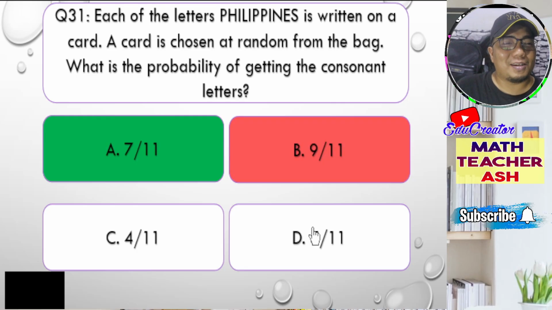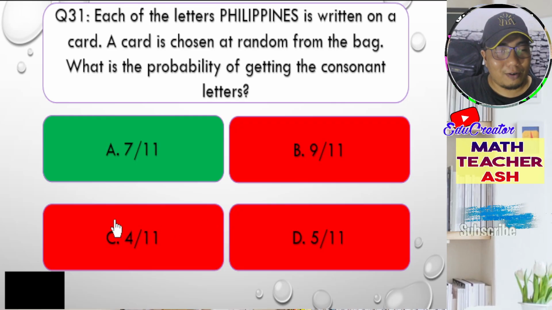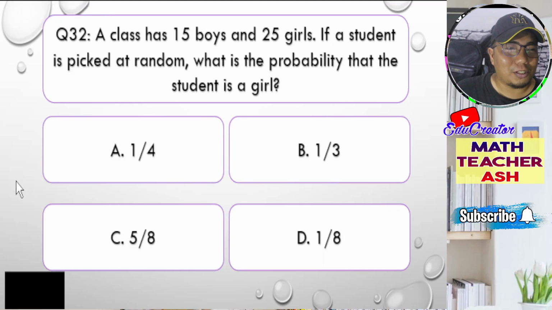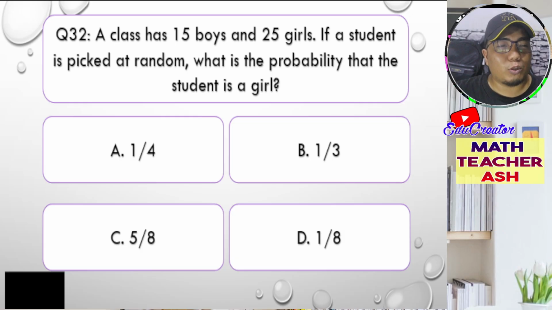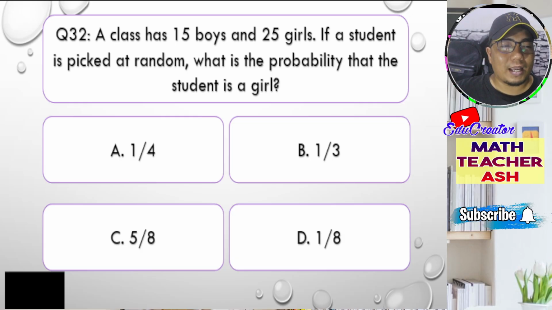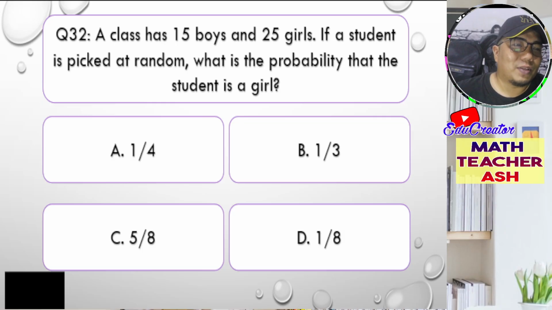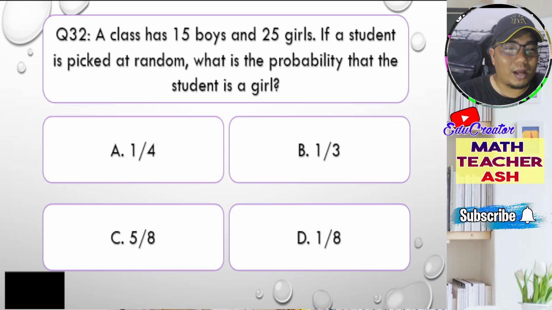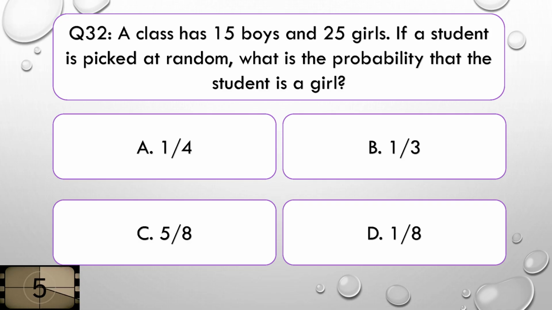All right, my dear math learners, we are correct. Now let us go to question number 32. A class has 15 boys and 25 girls. If a student is picked at random, what is the probability that the student is a girl? Is it A, 1/4, B, 1/3, C, 5 over 8, or D, 1 over 8? I'll give you 5 seconds to think about your answer.